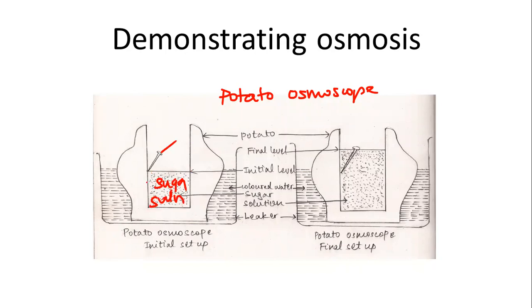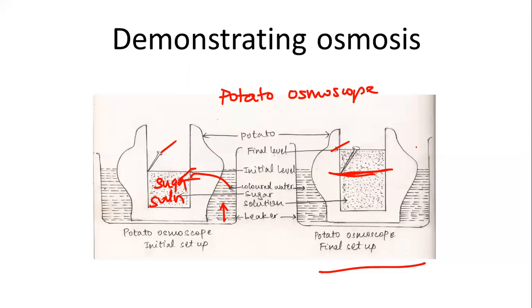When this potato is kept inside a beaker which contains water, the high water content outside the cell moves inside the cell. You can see in the final setup that the level of the solution has increased inside the potato, more than the earlier initial level. That shows that osmosis is a diffusion process, which occurs from high concentration to low concentration.